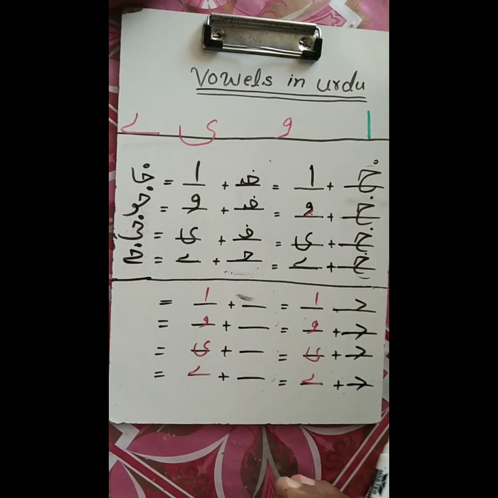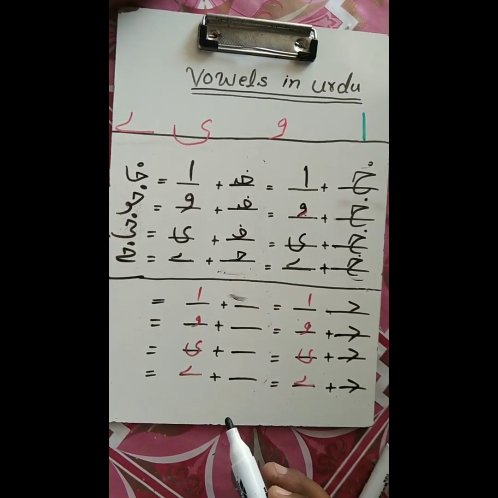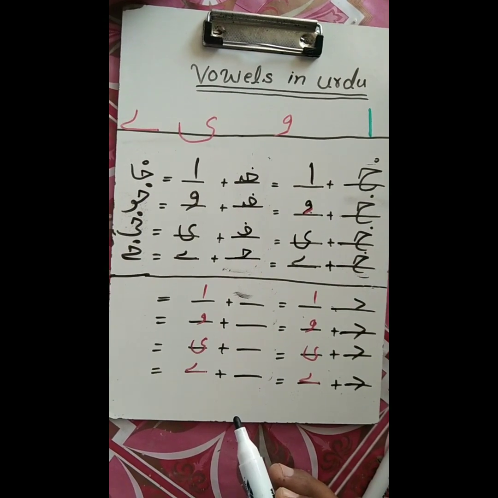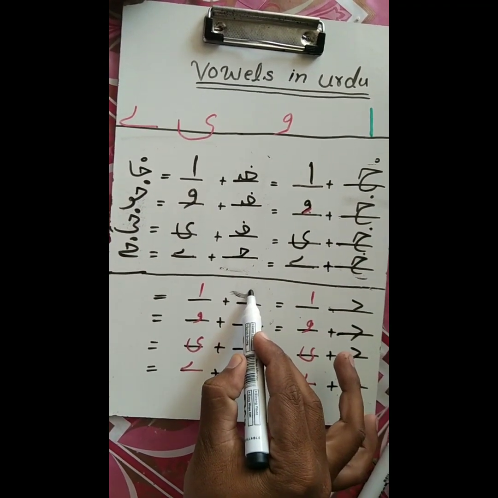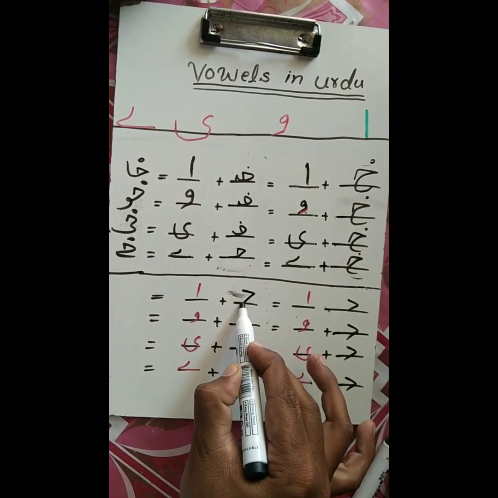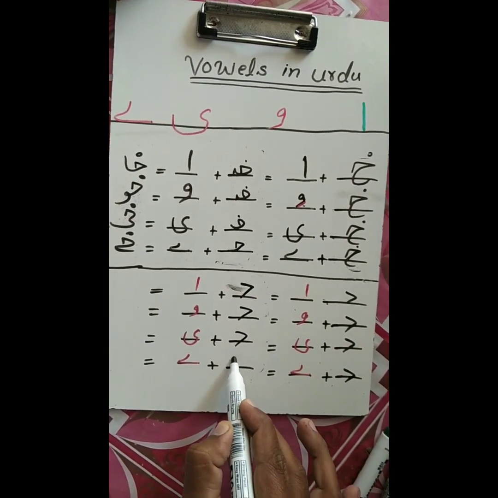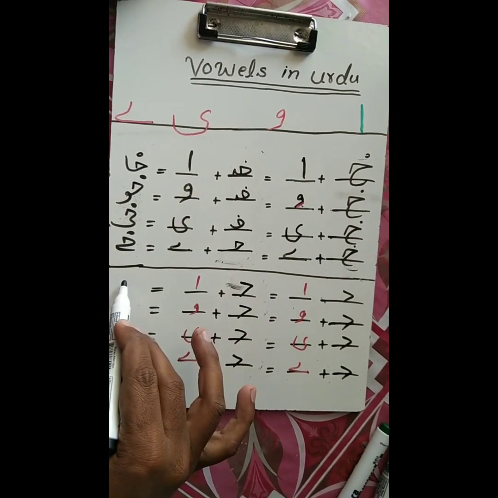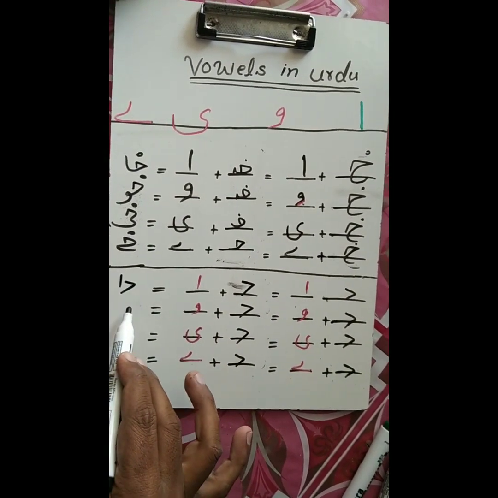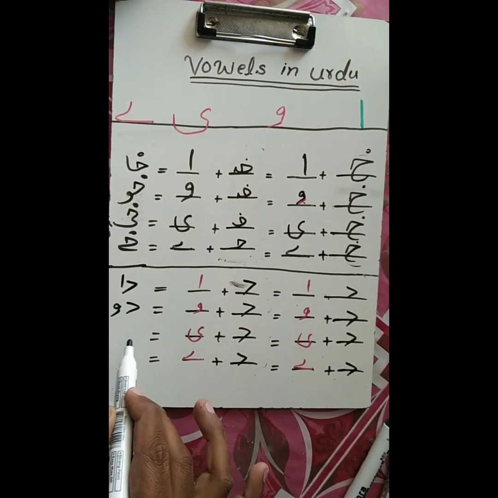So dal, in my earlier video I told you dal has no half shape. We write half and full shape the same. Their half shape is the same. Dal, dal, dal. When we combine with alif we get dal alif da. When we combine with wa we get dal wa do.